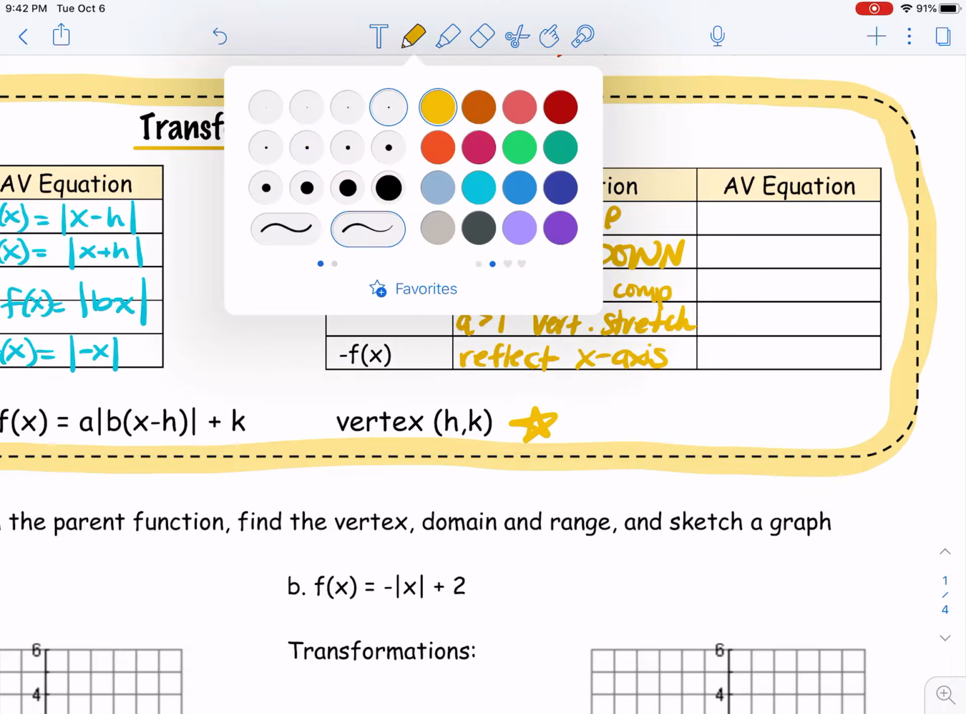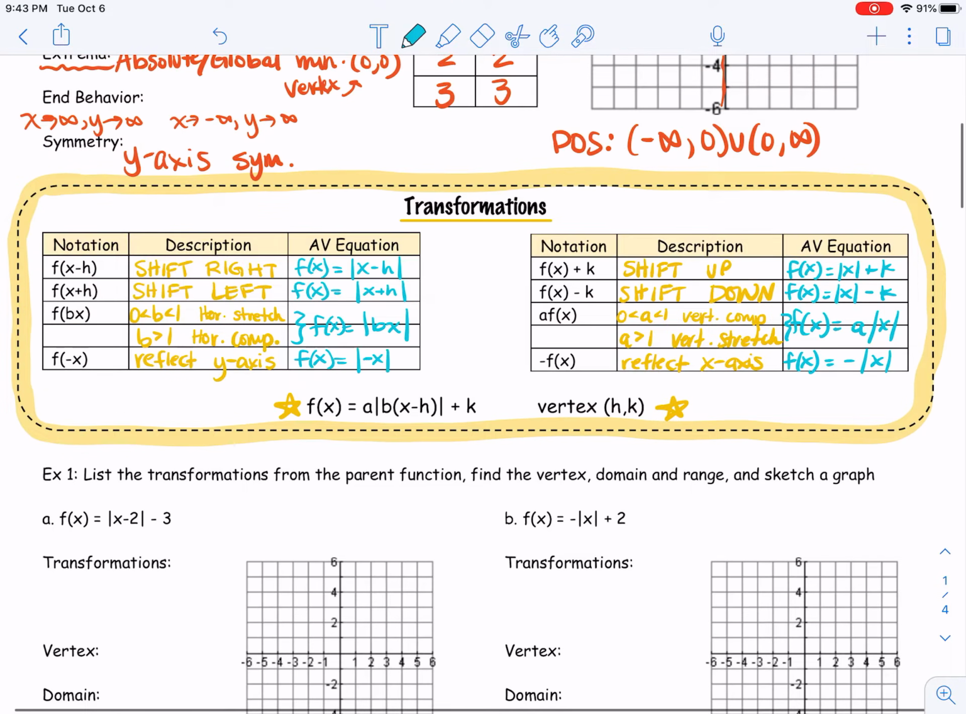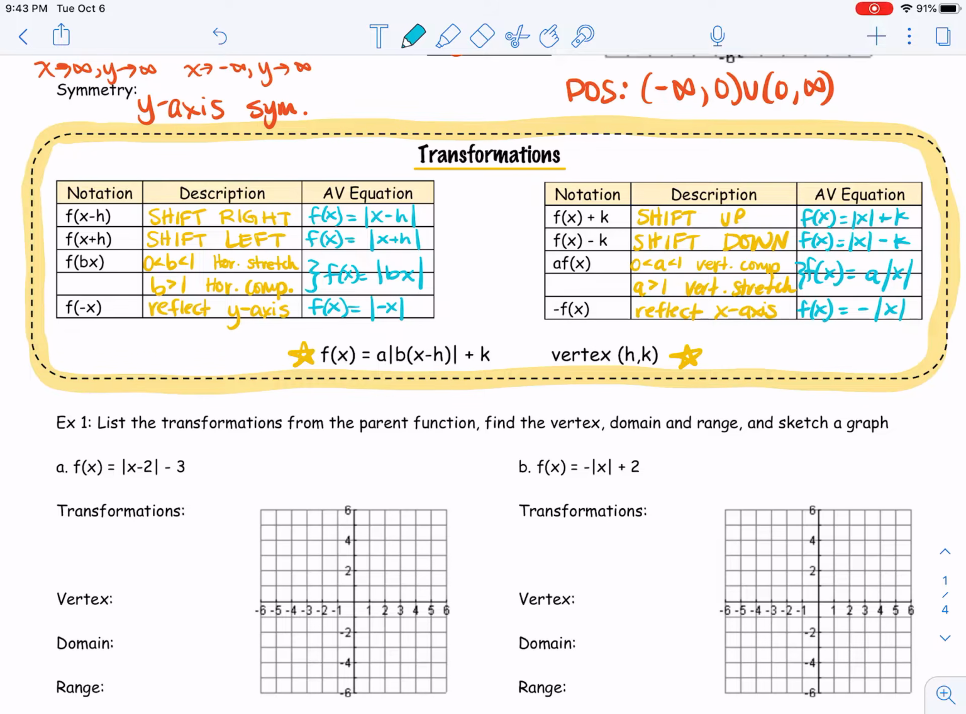So again, what does that look like for us in the absolute value equation? f of x is equal to the absolute value of x plus some number. f of x is equal to the absolute value of x minus some number. f of x is equal to some number times the absolute value of x. And then f of x is equal to negative absolute value of x. Okay. So really quick at the bottom, I kind of call this my skeleton, what it's going to look like in that absolute value equation.